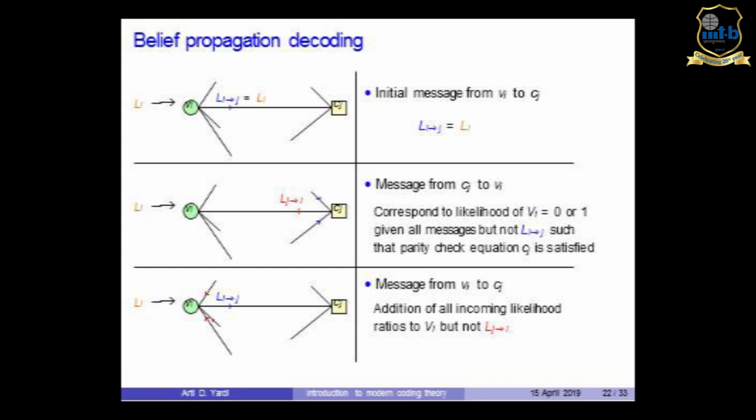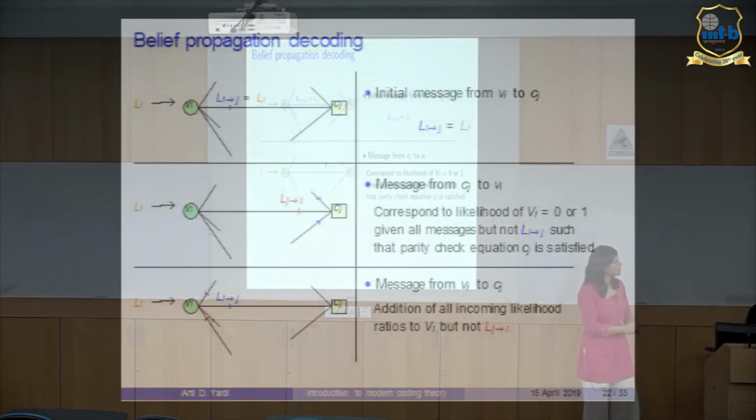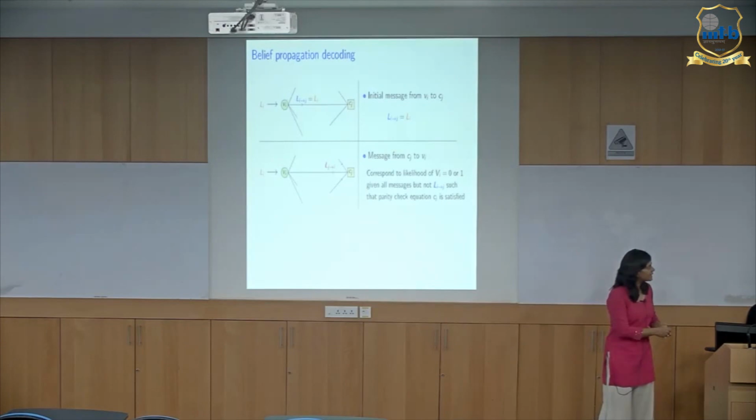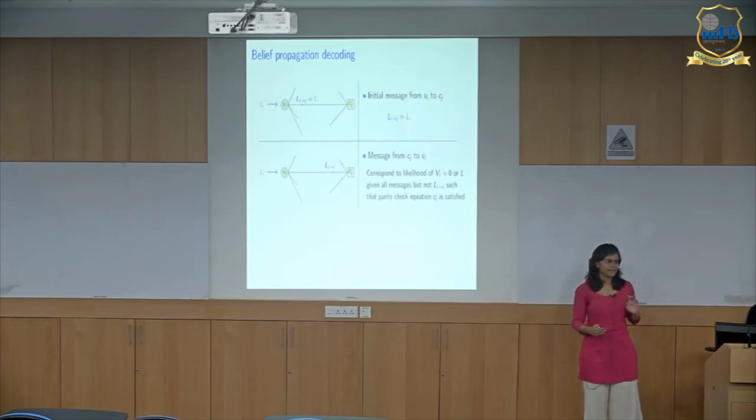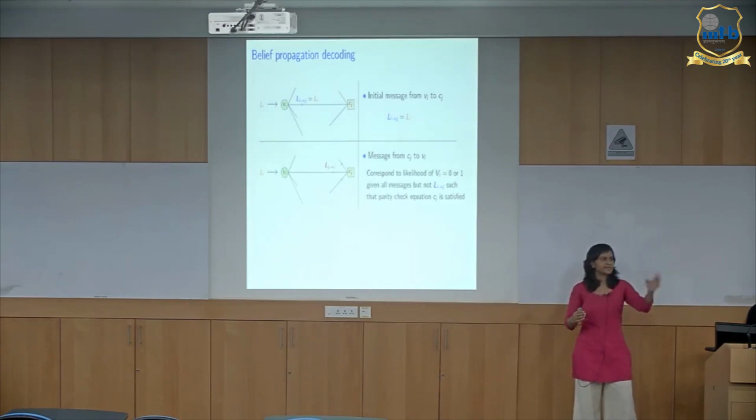In the next iteration, this check node Cj will collect all possible incoming messages, and the message sent by Cj to Vi corresponds to the likelihood of that Vi being 0 or 1 given all the incoming messages at it, but such that the parity-check equation corresponding to it is satisfied. It's a bit complicated, but I just want to say that it receives some messages, does some processing and sends back a message to the variable node.